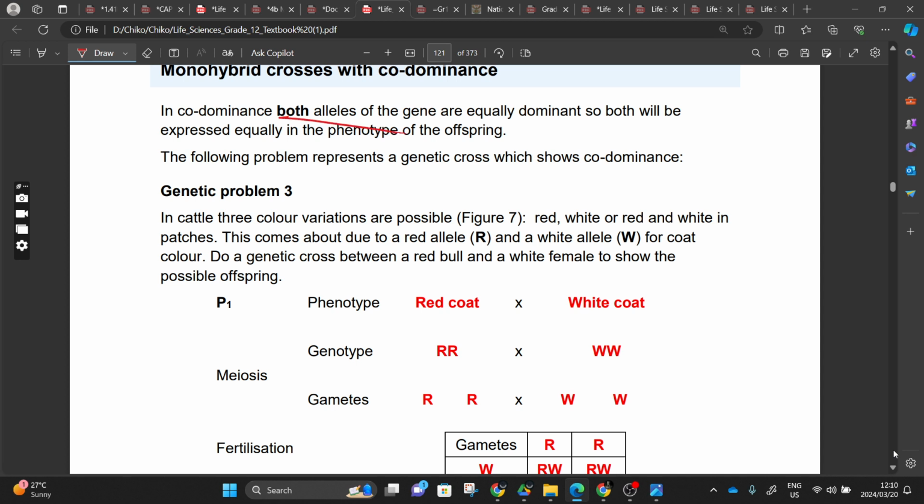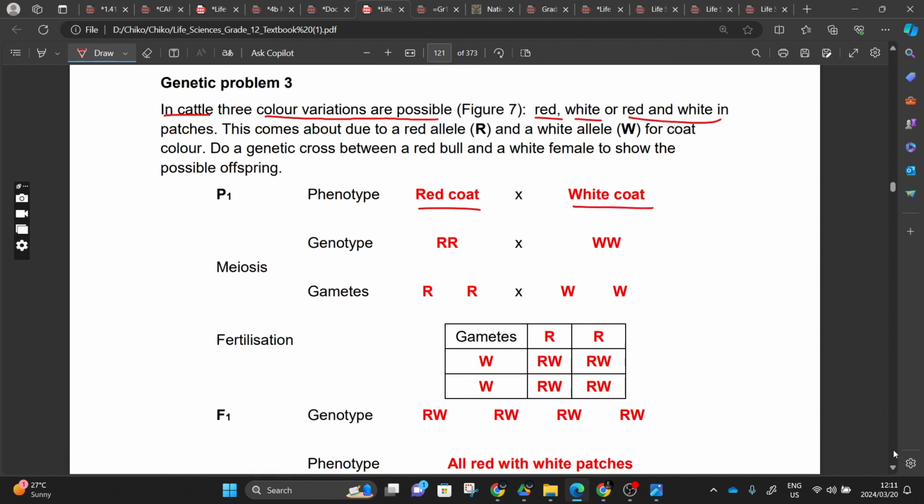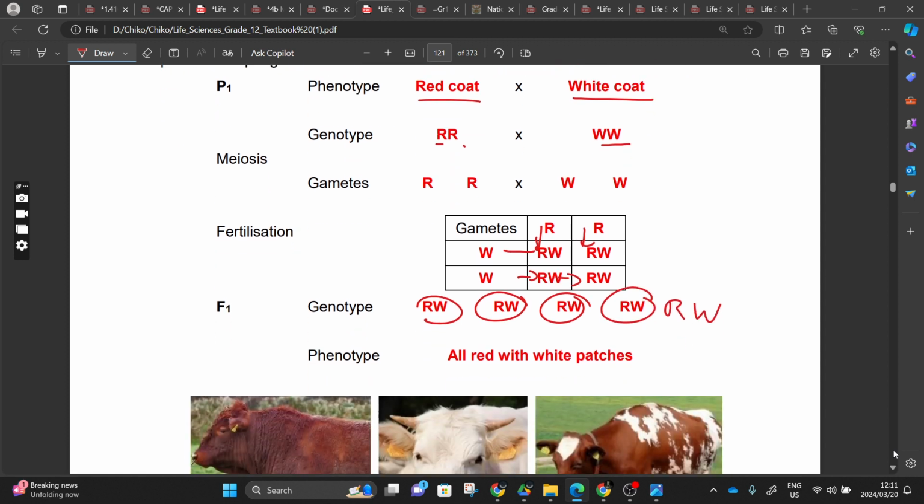And then codominant. When they say codominant, both of them are equally dominant. Then red coat, white coat, cow here. In cattle, three color variations are possible: red, white, or red and white in patches. Roan is codominant. You see RR for red, and WW for white, and you match them, and then you have another new genotype, which is RW. But because it's codominant, all of them are red with white patches.